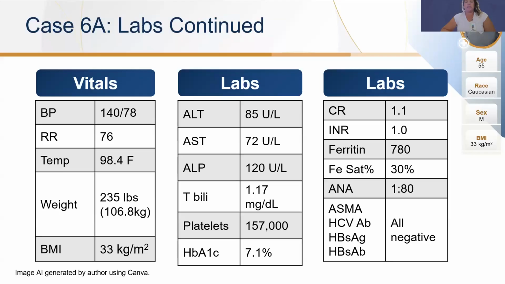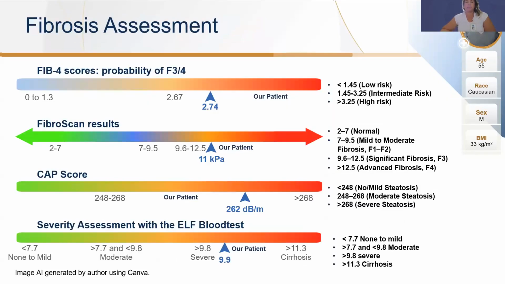But he does have elevated liver tests with an AST and ALT at 85 and 72. His alk phos is okay. His bilirubin is okay, but his platelets are low at 157,000. And platelets being low is a big risk factor for me that someone is going to have potentially more advanced liver disease than we initially assumed.